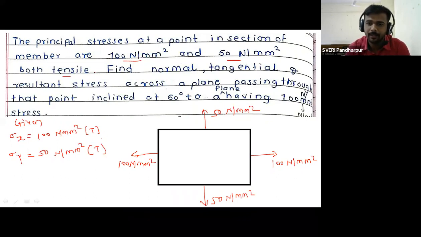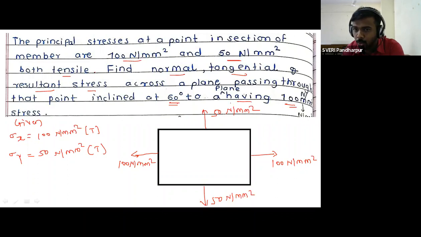Okay, then see, find normal, tangential and resultant stress across a plane passing through that point inclined at 60 degree. बघा, what statement they have given? Inclined at 60 degree to a plane having 100 Newton per mm square stress. What is the meaning of this? The plane is inclined at 60 degree to that plane having 100 Newton per mm square stress.